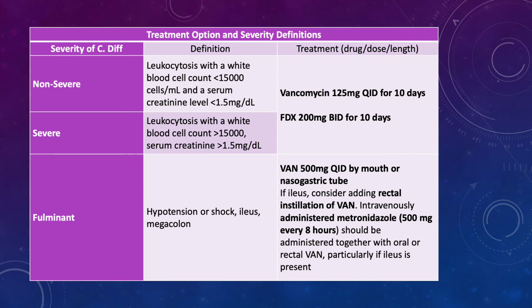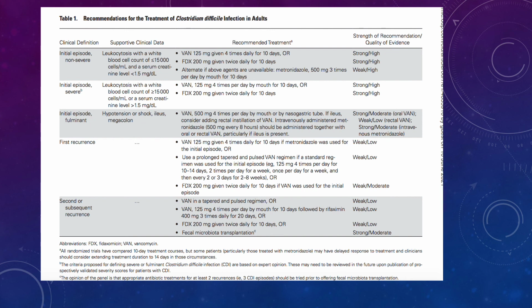So for some treatment options and the severity definitions, as you can see, non-severe and severe, you're going to give vancomycin 125 four times a day for 10 days, or fidaxomicin 200 milligrams twice a day for 10 days. And if they have fulminant severity, then you're going to give vanco 500 milligrams by mouth or NG tube. And then you can consider rectal instillation of vancomycin along with or administer metronidazole every 8 hours. So it just depends on your patient and how severe their C. diff is. And this slide shows the recommendations for the treatment of C. diff infections in adults, and this comes directly from the guidelines, so we can find that online.